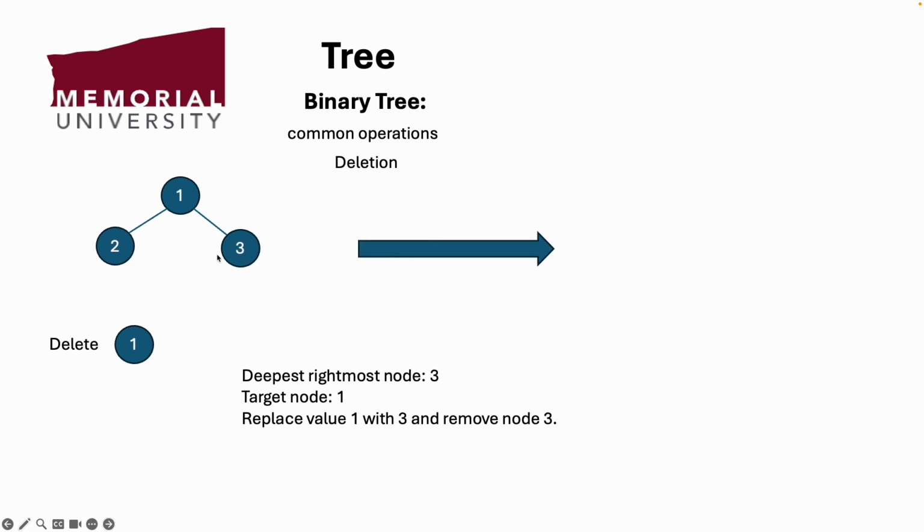After the deletion, the tree looks like this. The root node 1 looks like it's been deleted, but actually we changed the value of 1 to 3, and this node has been deleted. All right.